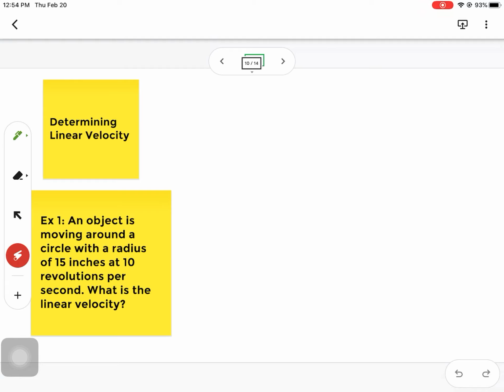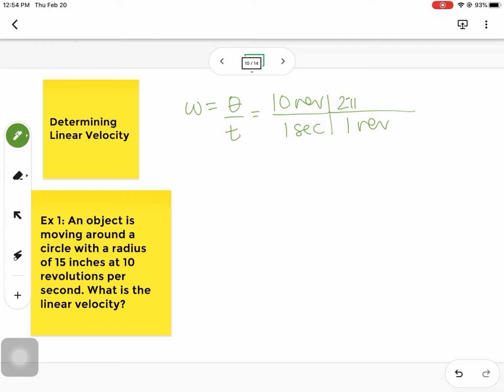Okay, an object is moving around a circle with a radius of 15 inches at 10 revolutions per second, and it wants to know the linear velocity. Again, here it hasn't really told me the exact units, so I get to assume that I can keep things as is. I do need to find my omega first. That is my theta per time. My theta is the 10 revolutions, and it's in 1 second. I do need that to be in radians, again, because otherwise it won't calculate correctly, but it doesn't talk about another unit of time, so I don't have to change it. So this is just 20 pi radians per second, and that's going to be my omega.